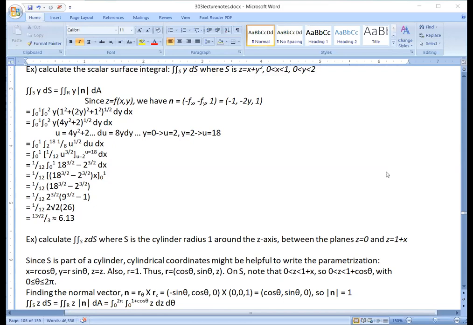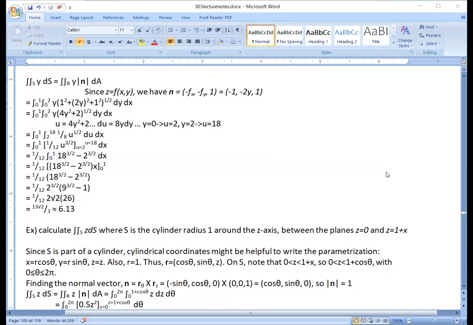Now remember that theta goes from 0 to 2 pi, so it has constant boundaries. But z goes from 0 to 1 plus cos theta, so it has variable boundaries. That means dz must be for your inside integral. And then we have the boundaries set up. Finally, z is already written parametrically, so z is just z. And so now the integral is set up, and now we just go ahead and do it.